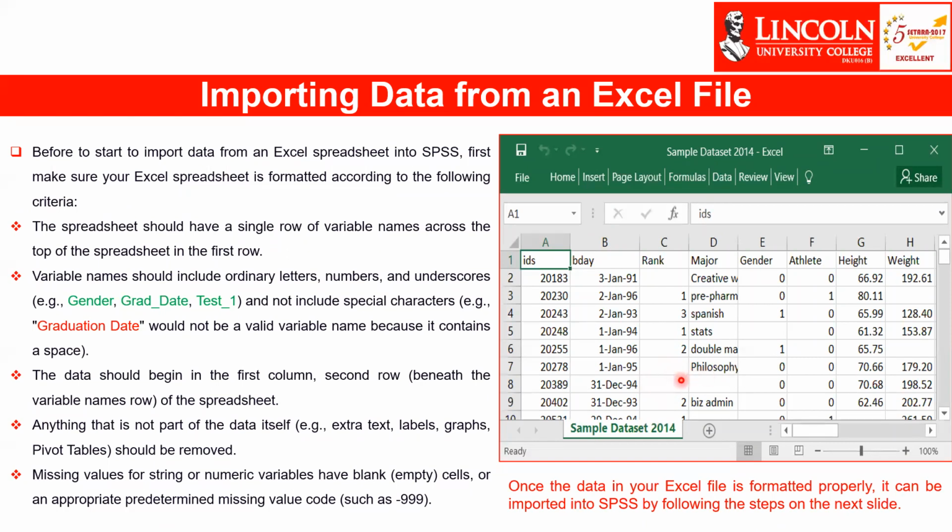Okay. So whenever the analysis is run, it's going to tell you that there's a particular missing value somewhere. So it's better you check all this and probably replace them with a dummy character, so that when the result comes out, you will not be surprised. Now, once the data in your Excel file is formatted properly, it can be imported into SPSS by following the steps in the next slide. So once you conform with all these conditions, then you are good to go.